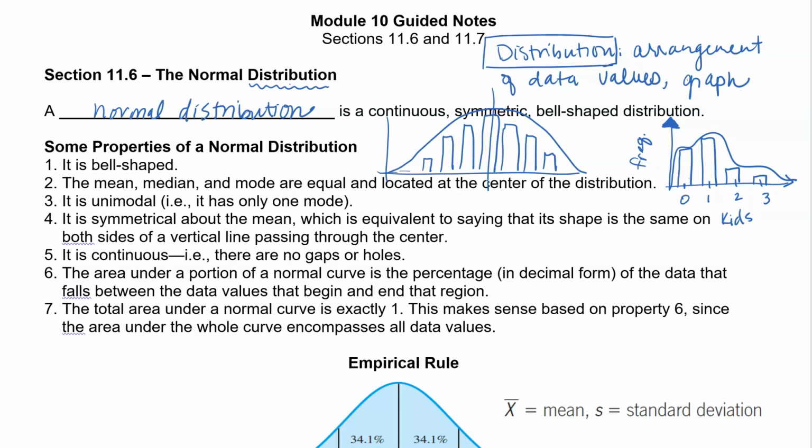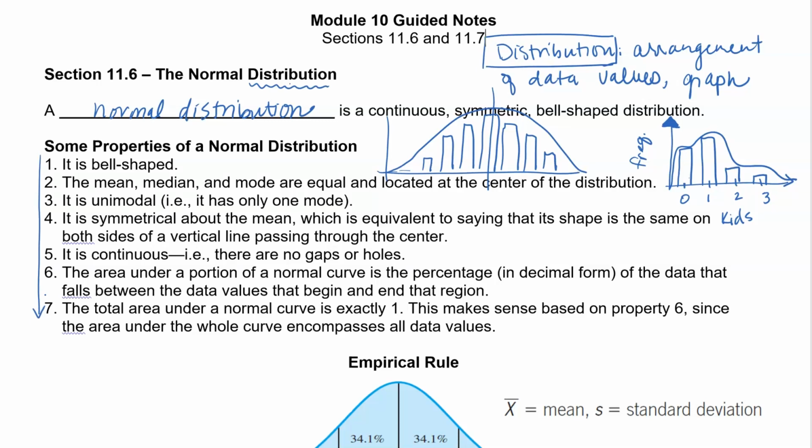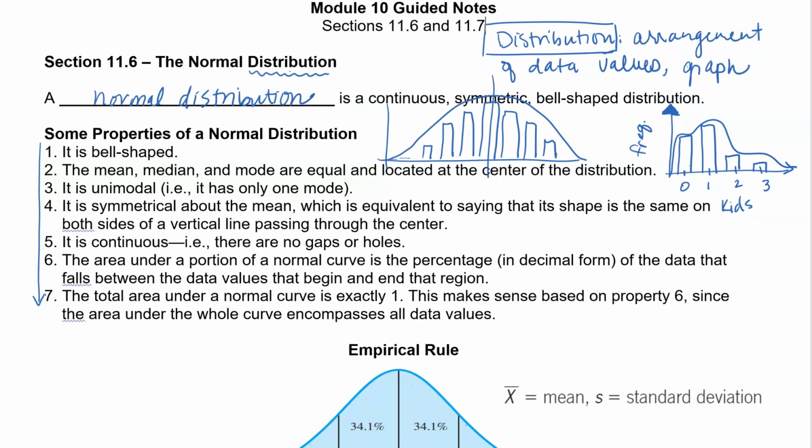And there are many properties of a normal distribution, and there are 7 listed here. We're going to come back to some of these as we go through the problem. But one thing I want to note first: number 2 says the mean, median, and mode are all equal and they're located in the center. So the very center of this normal curve is where the mean, median, and mode are. Okay, in the center.